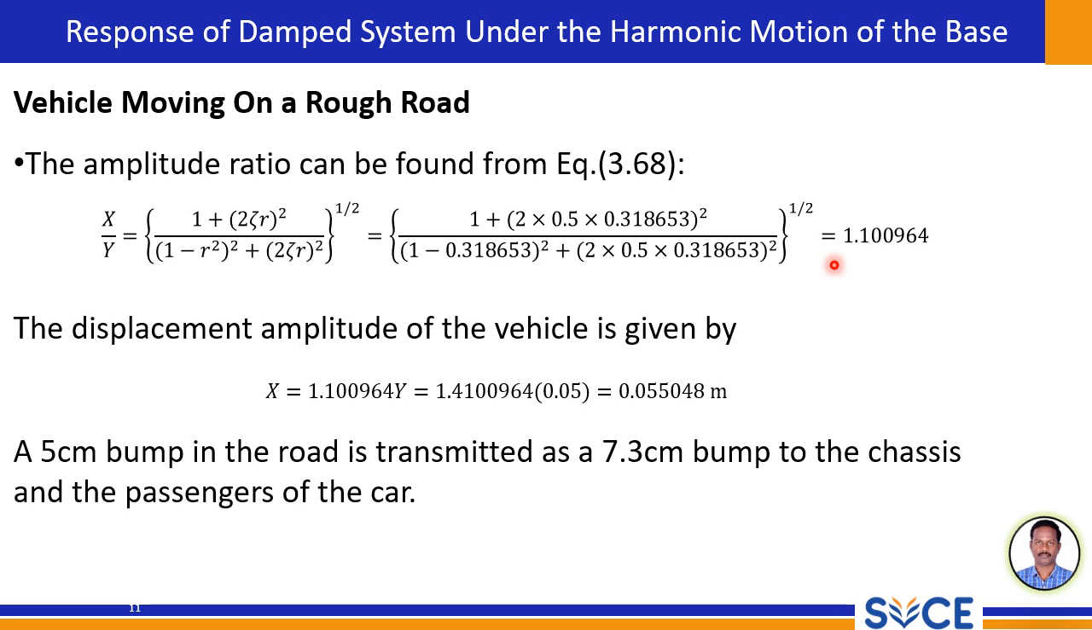the road surface amplitude, which is nothing but Y, is 0.05. Substitute Y as 0.05 meters. Therefore, we will get approximately 0.055 meters, that is 55 millimeters. What do we observe? It means a 5 centimeter bump in the road is transmitted as a 7.3 centimeter bump to the chassis and the passengers of the car.